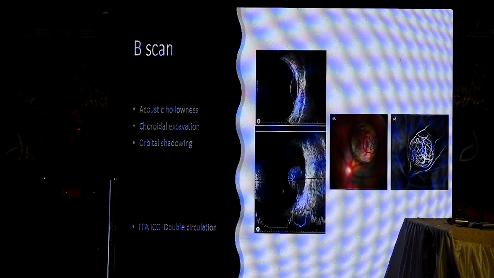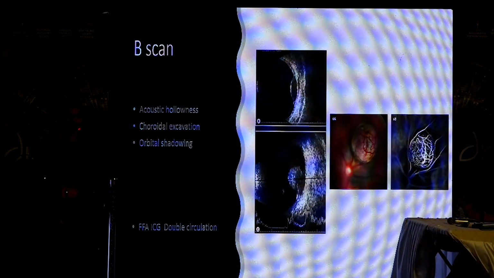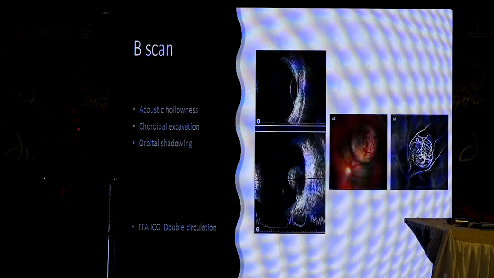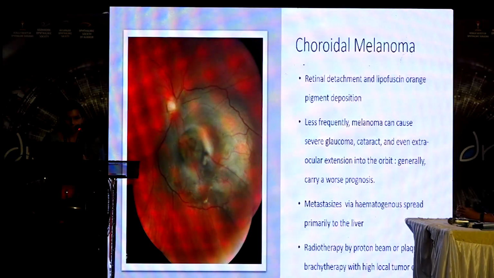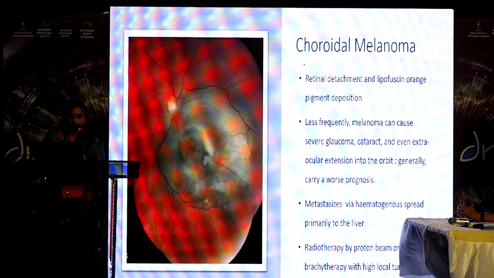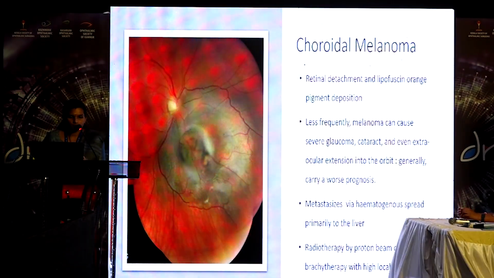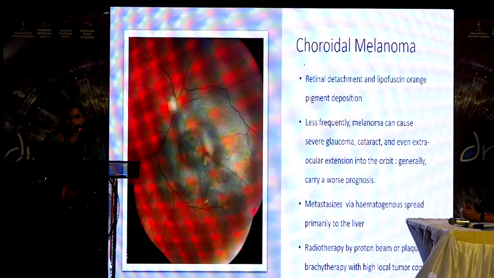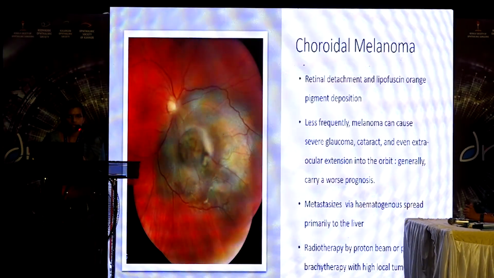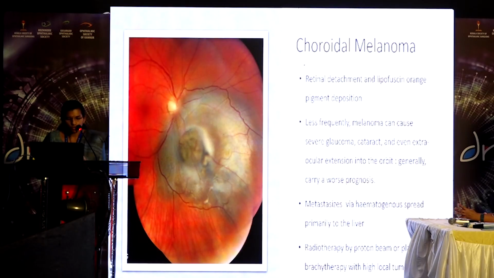In the B-scan, the characteristic findings are acoustic hollowness, choroidal excavation and orbital shadowing. And in FFA and ICG, we can see the double circulation. Retinal detachment and lipofuscin orange pigment deposition is seen in a melanoma lesion, and less frequently it can cause severe glaucoma, cataract and even extraocular extension to the orbit. Such a situation it will be in a poor prognosis.